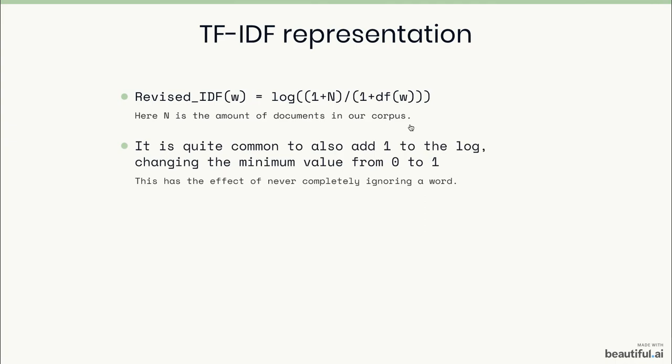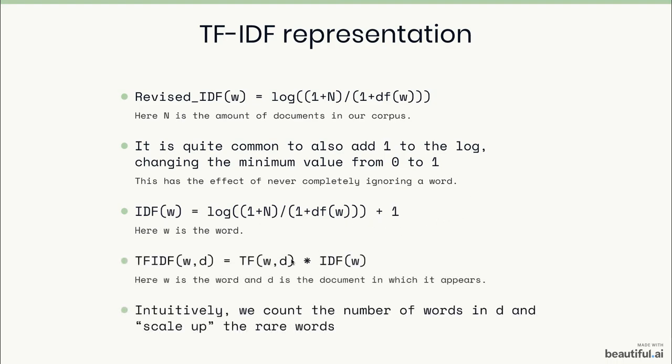It is quite common as well to add 1 outside the log, which has the effect of changing the minimum value from 0, as we saw, to 1. The effect of this is that we never completely ignore a word. So this is the final IDF that we will be working with. And when computing the TF-IDF, we simply multiply the term frequency of the word within a document d by the inverse document frequency of that word.